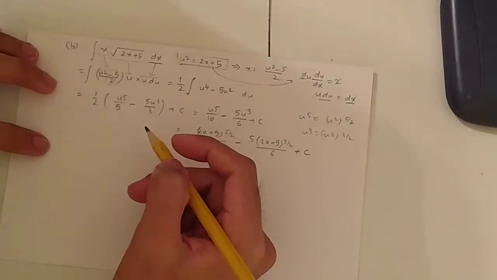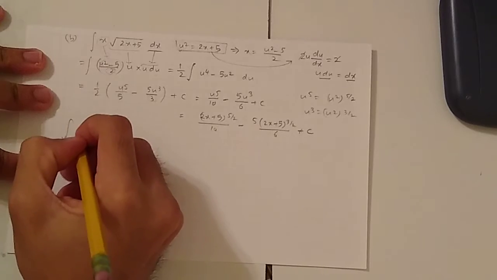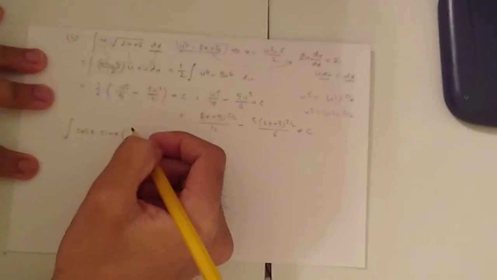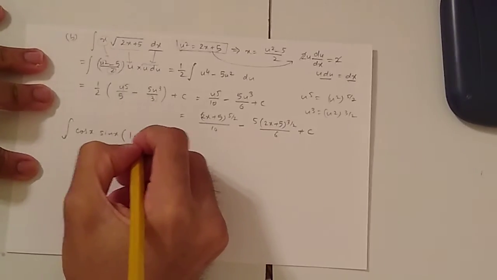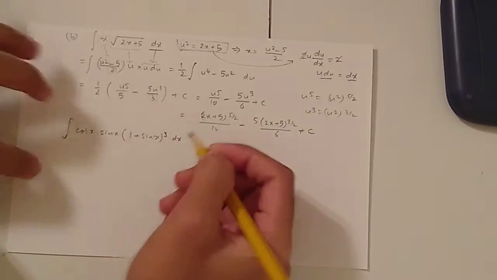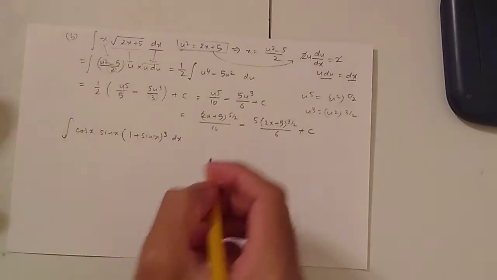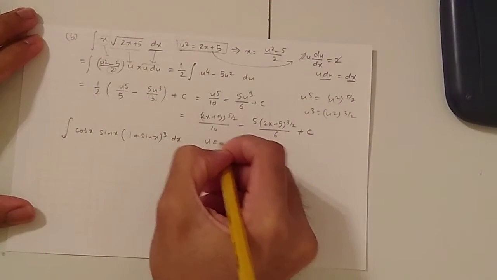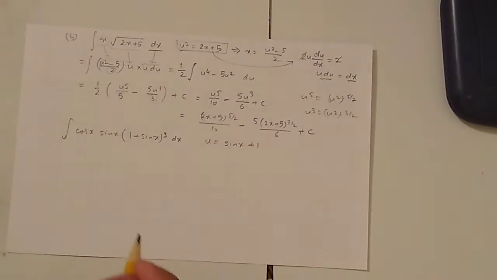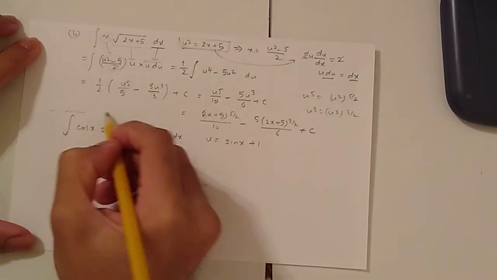The next example we'll be doing is example 7, and over here we are given to find the integral of cos x into sin x into (1 plus sin x) the whole cube with respect to x, and we are asked to use the substitution u is equal to sin x plus 1 to solve this integral.